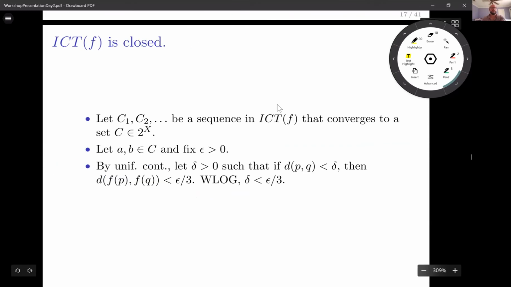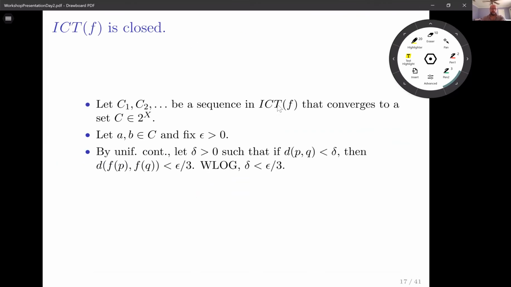Okay, so by uniform continuity: f is continuous, our space is compact. We can appeal to uniform continuity to choose a delta such that if the distance between 2 points is less than delta, then the distance between their outputs is less than epsilon over 3.